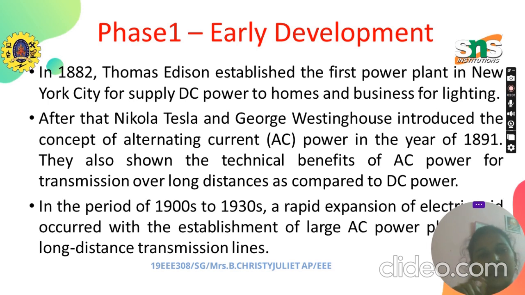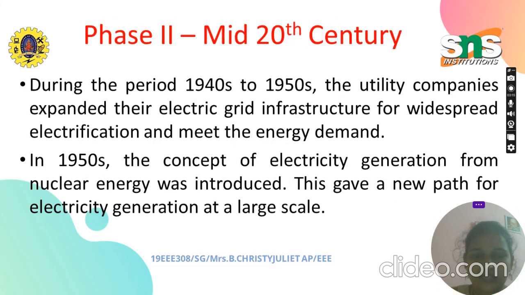So in the period of 1900s to 1930s, a rapid expansion of the electric grid occurred with the establishment of large AC power plants that had long distance transmission lines. Phase 2 is the mid 20th century, during the period 1940s to 1950s, where the utility companies expanded their electric grid infrastructure for widespread electrification and to meet the energy demand.